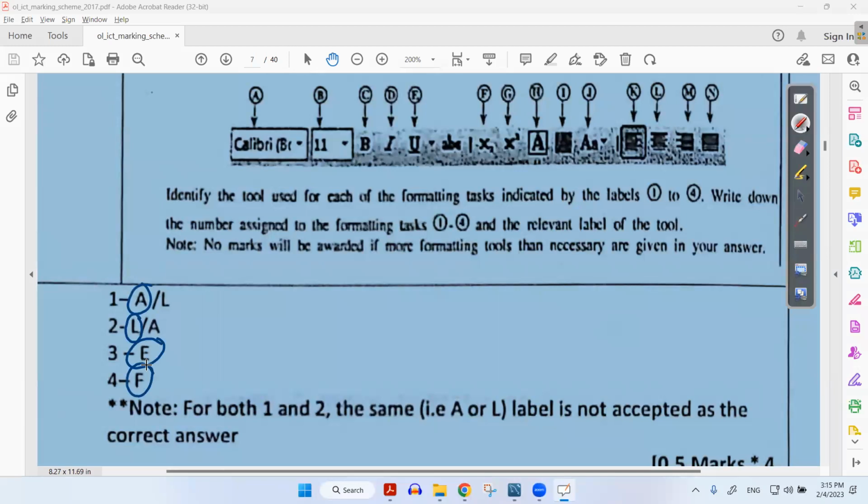So A is to change the font type. L is to make the center align. E is to do underline, and F will do superscript. No, I'm sorry, subscript. Right? Marks are given as 0.5 marks for each particular one. So like 2 marks altogether.